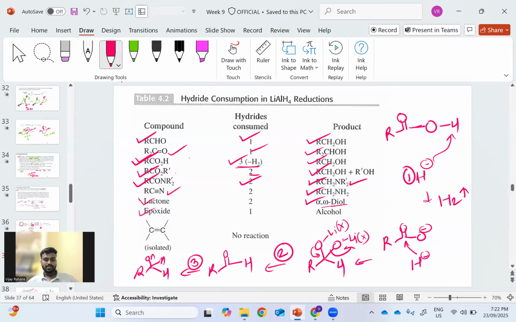diol formations, and epoxides give the alcohol formation, depends upon the reagent. The lactam consumes two equivalents of the hydrides. Also epoxide consumes one equivalent. But if you have an isolated alkene, LiAlH4 doesn't react with the isolated carbon-carbon double bond.